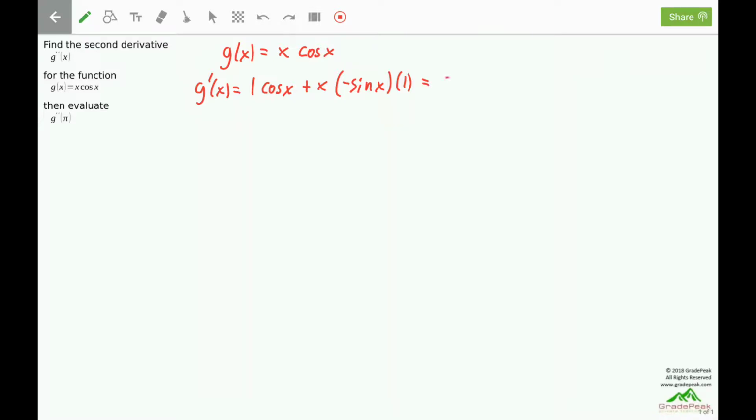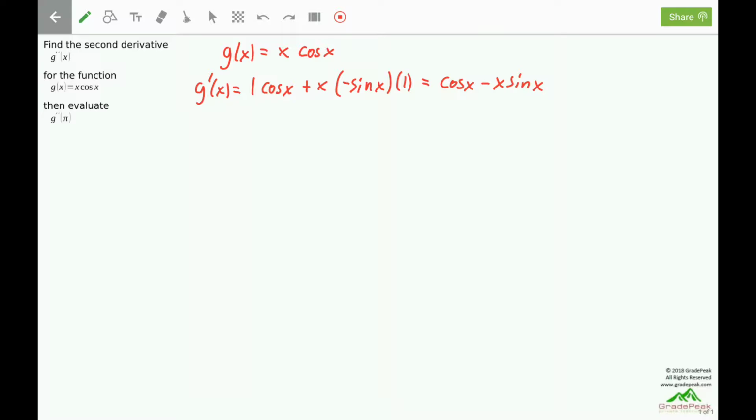The first term is 1 times cosine x, or just cosine x. The second term is a negative and a 1, negative 1, or just minus, and we have an x times a sine x. So there's our derivative g prime of x.